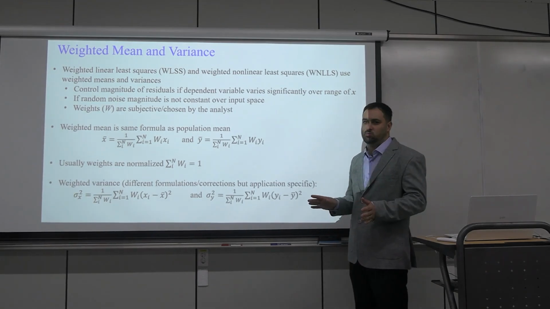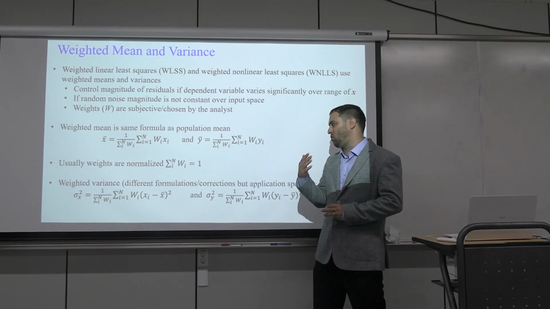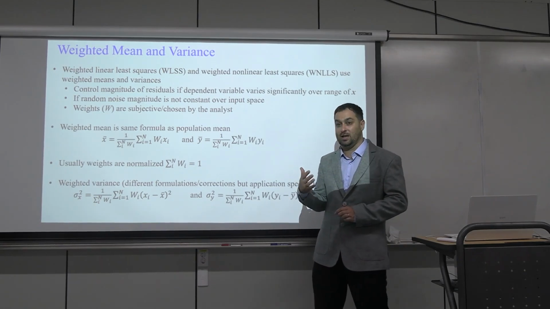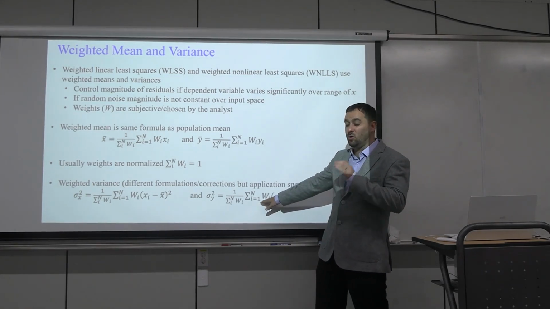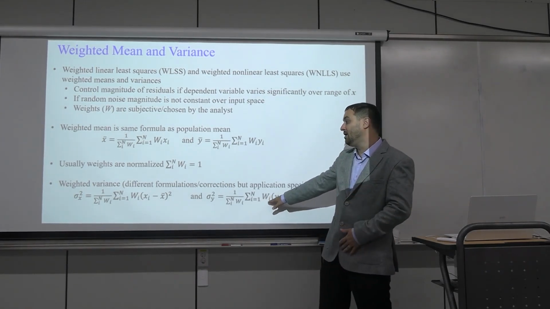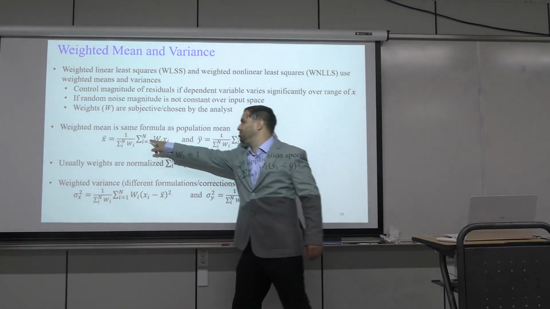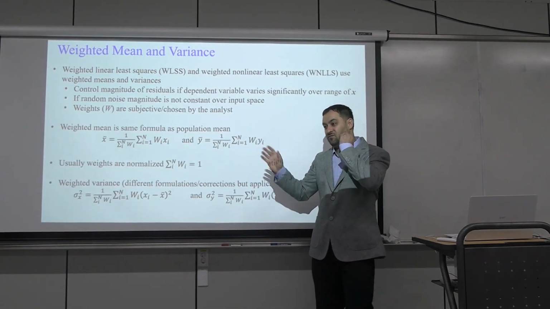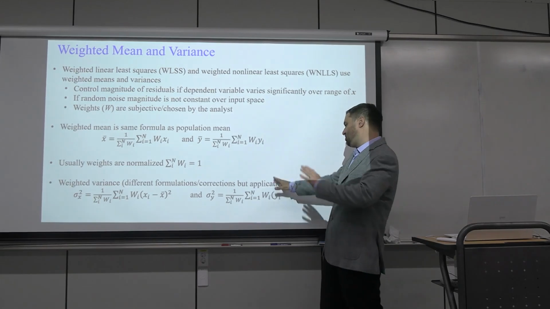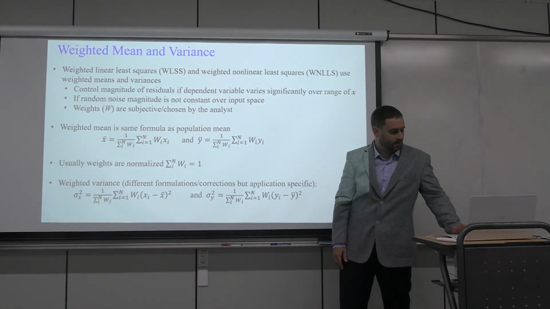For the variance, this is where it gets a little bit tricky and application specific. There are different formulations and corrections to the variance formula for the weighted variance, but generally you can use just the corollary to the population variance formula. So whether it's biased or unbiased, when you introduce subjective weights into your problem, you're already introducing bias relative to the true population statistics. So it's not quite as important, the exact form of the variance that you use.